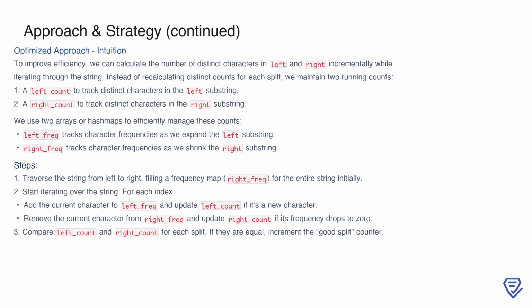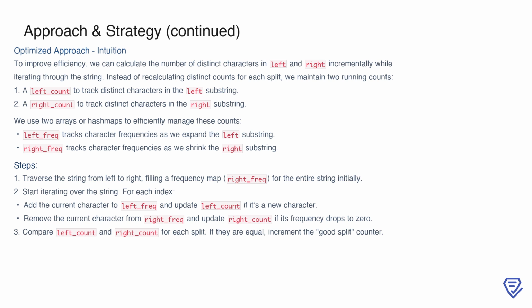To address the inefficiencies of the brute force method, we can use an optimized approach that calculates distinct character counts dynamically as we iterate through the string. Instead of recalculating counts from scratch for each split, we maintain two running counts, one for the left substring and one for the right substring. This is achieved using two frequency maps, left_frequency and right_frequency, which track the character frequencies in the respective substrings. Initially, we populate right_frequency with the frequencies of all characters in the string. Then, as we iterate through the string, we incrementally update both left_frequency and right_frequency.